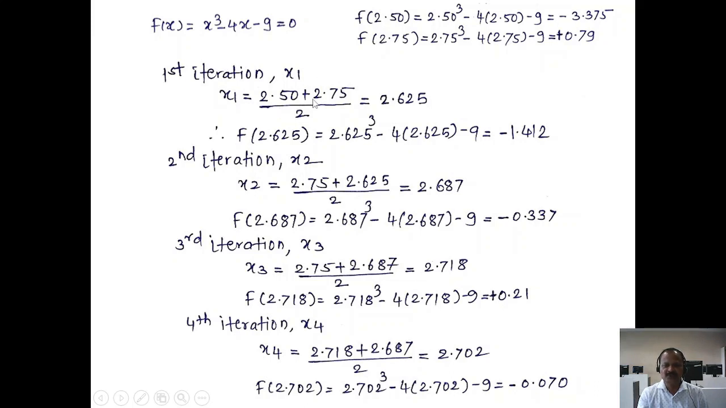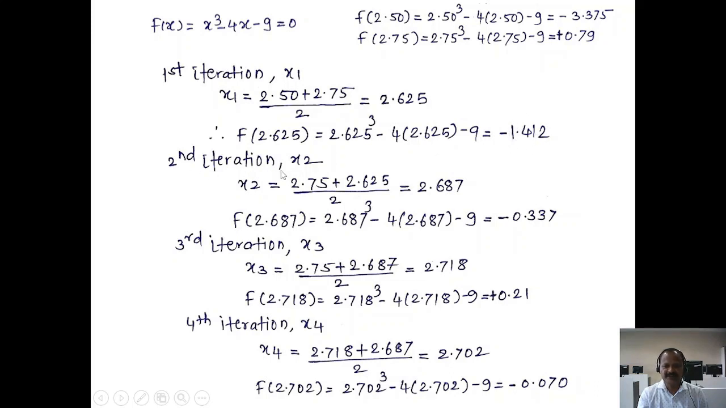2.50 plus 2.75 divided by 2 is equal to 2.625. Now x1 is 2.625. Again, this value you have to put in this equation. So f of 2.625 is equal to 2.625 cube minus 4 into 2.625 minus 9, which is equal to minus 1.412. This is the answer. Now this answer is negative.